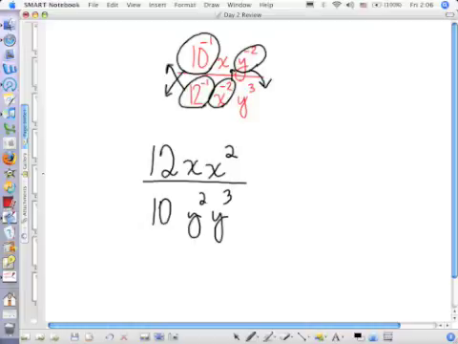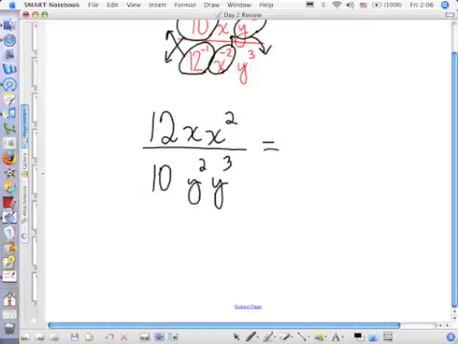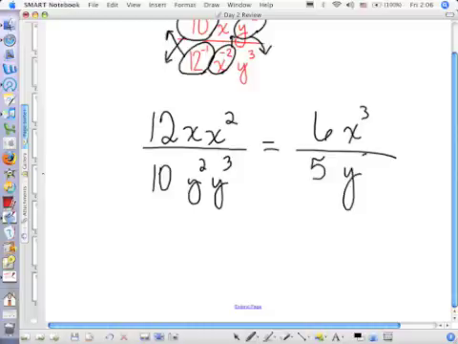Now we need to clean this up. 12 and 10, can those be reduced? Yes. They can both be reduced by 2, which would give us 6 over 5. Can we combine some x's? Yes. 2x cubed. We've got 3 x's in the numerator and 5 y's in the denominator. So your final answer would be 6x cubed divided by 5y to the 5th power.